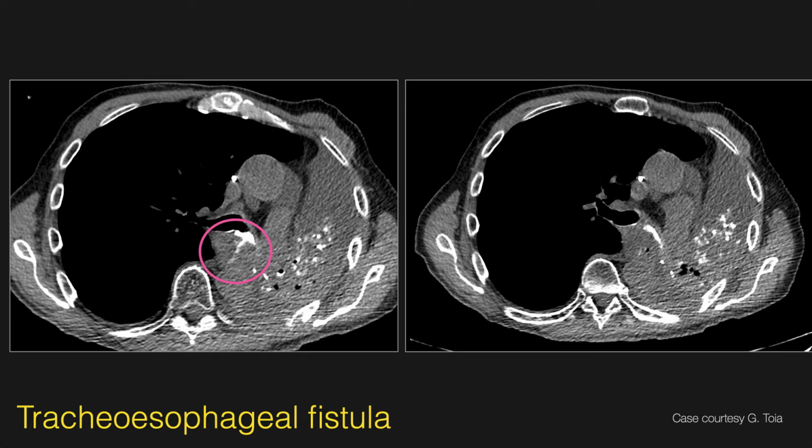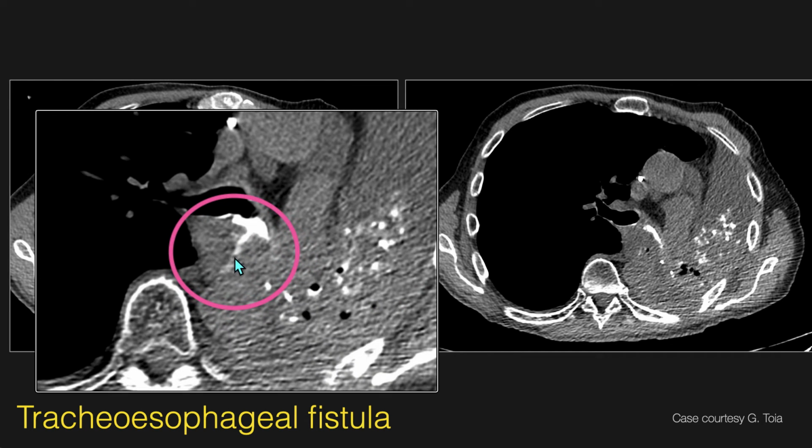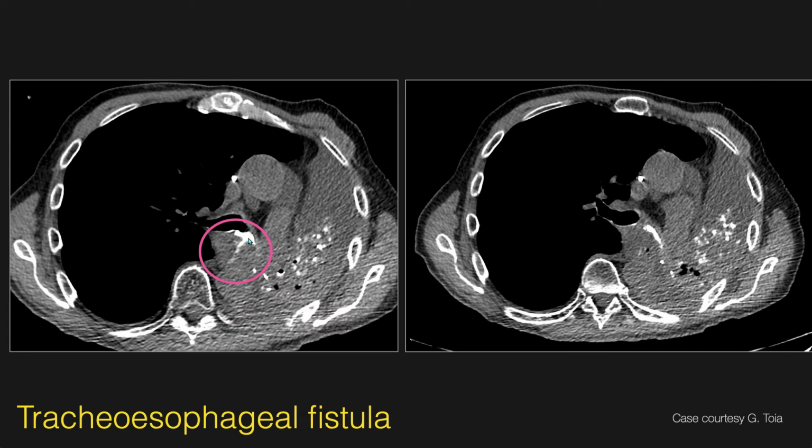This patient had a tracheoesophageal fistula related to radiation therapy and underwent our CT protocol. The images clearly show the thin channel of communication between the esophagus and left mainstem bronchus, with contrast filling the distal airways in the left lower lobe.